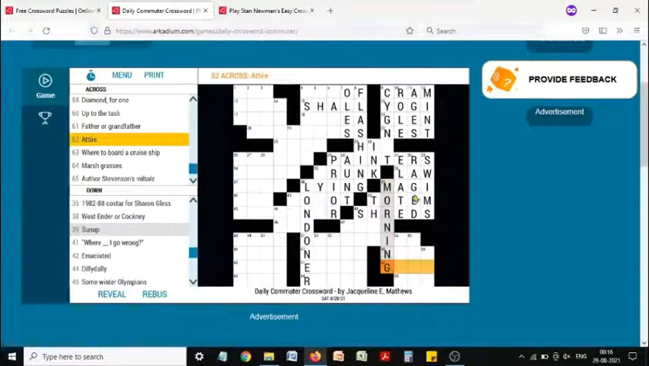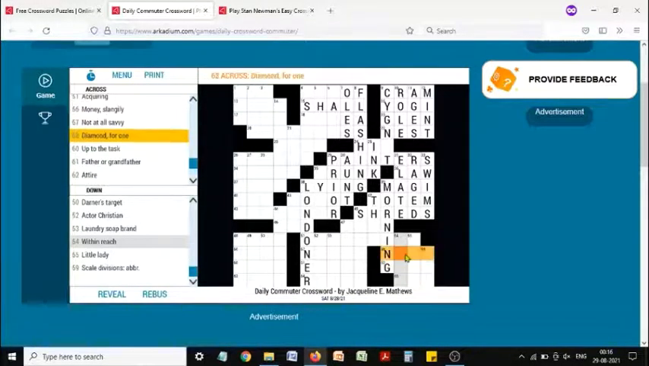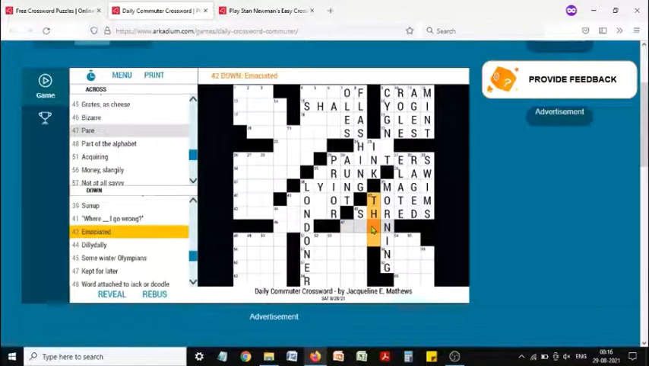62 across, attire. Gown. This is gown. No, it's not gown. So, okay, I wasn't sure there. Diamond for one. Diamond. Oh, pear. I've never heard this word, pear. P-A-R-E. 42 down. Emaciated. Thin. Emaciated is thin.